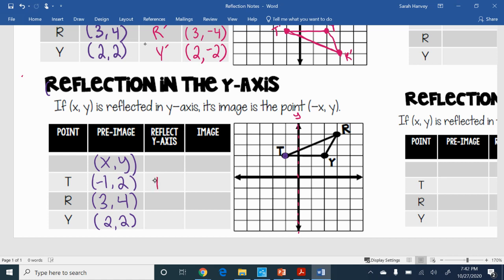And so we're going to still call this T prime, R prime, Y prime. And our actual rule is to do the opposite of x, leave y alone. So we're going to do the opposite of x, leave y alone. So this time I'm going to go ahead and fill in my y coordinates first because we're not going to change those. So I'm going to leave it 2, 4, and 2.